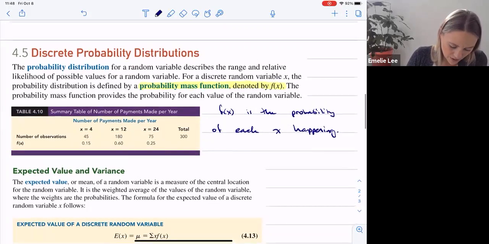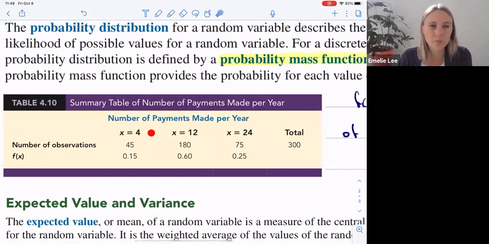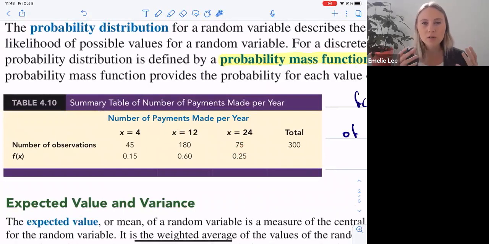So for example, if we're talking about, I don't know what this was referring to, but it doesn't matter, the number of payments made per year, the options are 4, 12, or 24. So these are discrete outcomes, because there's nothing in between, there's no range. Those are your only options. And we assume that that's the list of all possible outcomes, so the sample space.